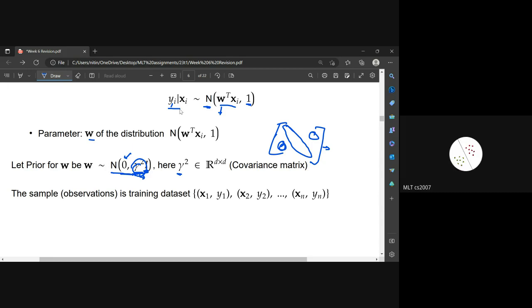Okay, so we have the prior for W, and now we have the observation. So what is the next task? You will find the likelihood. Likelihood is the probability of the sample that you have seen given the parameter w, right? And we update our knowledge.